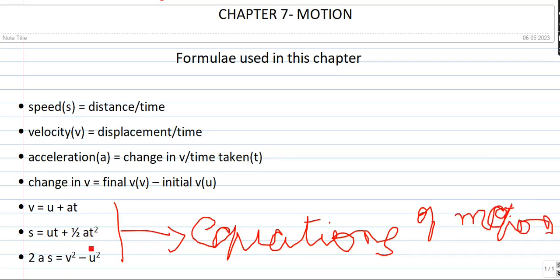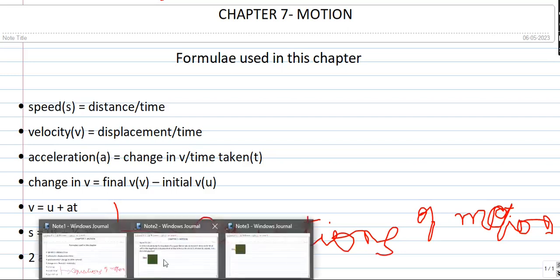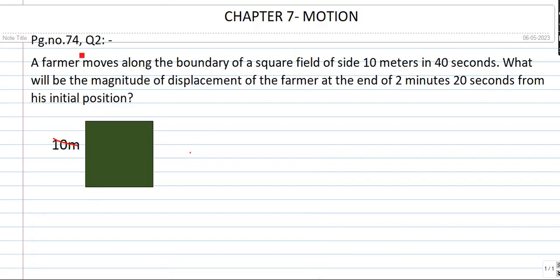Now we will see the first question given in the book. So this is given in page number 74 and question 2. We will go through the question first. A farmer moves along the boundary of a square field of side 10 meters in 40 seconds. What will be the magnitude of displacement of the farmer at the end of 2 minutes 20 seconds from his initial position?